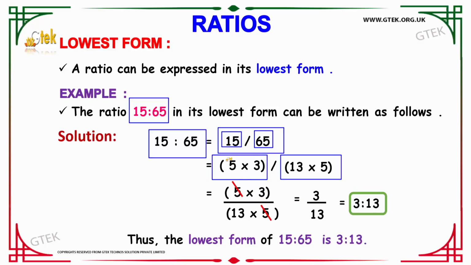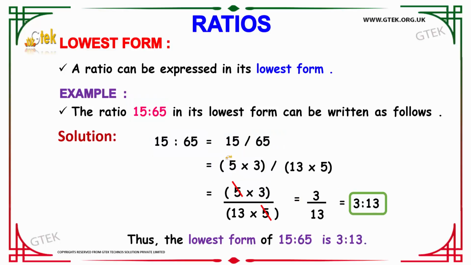Since we have 5 in the numerator and 5 in the denominator, they get cancelled in the next step. Since 3 and 13 cannot be cancelled, we simply write 3 in the numerator and 13 in the denominator. Now we have the answer as a fraction, which we can convert into a ratio. So 3 is to 13 is the ratio. So we have solved 15 is to 65 in its lowest form, which can be written as 3 is to 13.